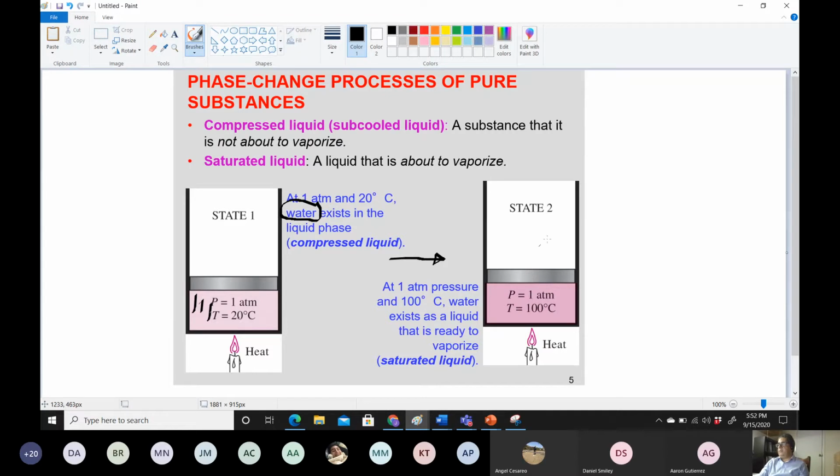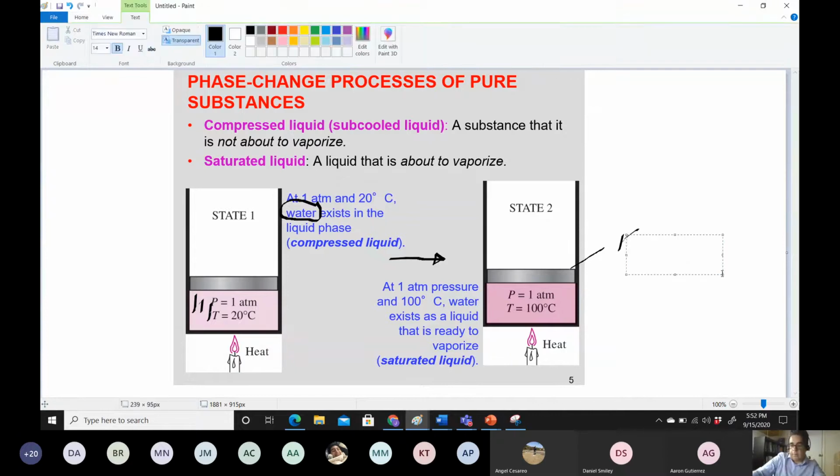Let me describe what's going on. This is a frictionless piston, and therefore pressure is always constant. Pressure is always constant because when we heat the water up, we know that water will expand when heated, and so this piston just goes up.